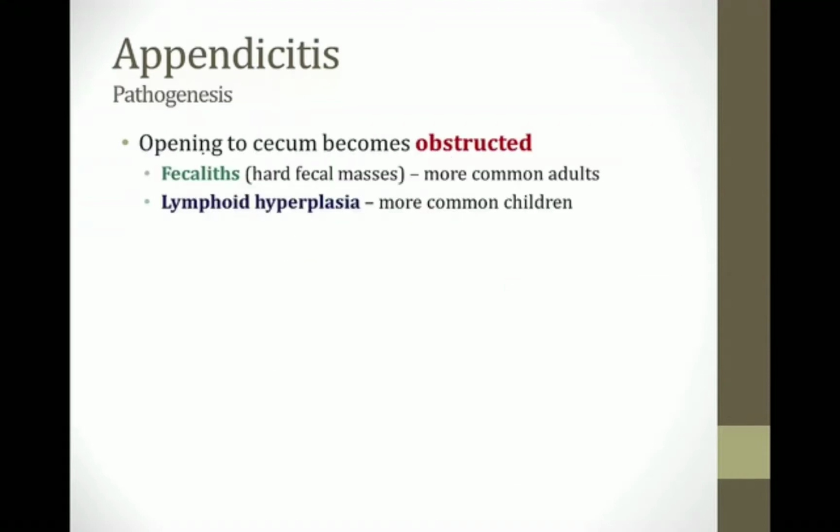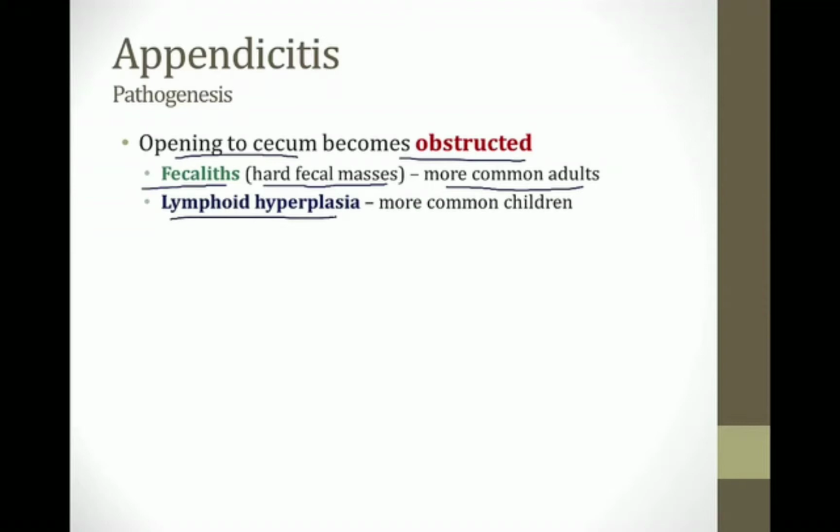Appendicitis occurs when the opening of the appendix into the cecum becomes obstructed. If it becomes obstructed, bacteria can accumulate behind that obstruction, and essentially you get a small abscess inside the appendix in the abdomen. There are a couple of things that can cause the outlet of the appendix to become obstructed. Fecaliths can do this. These are hard fecal masses, and this is a common cause of appendicitis in adults. In children, it's more commonly lymphoid hyperplasia.